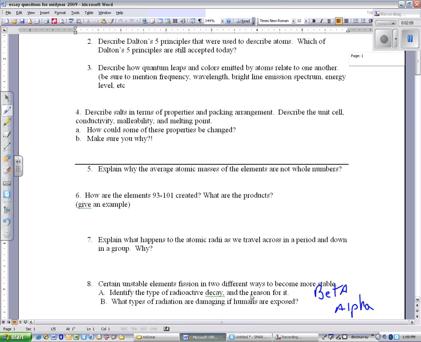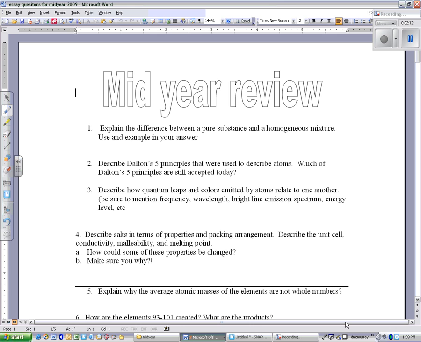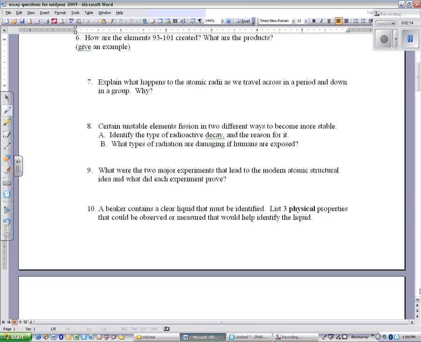Then you need to talk about the reason for it. Alpha decay is going to happen when atoms have an atomic number that is greater than 82, and beta decay happens when atoms have a proton to neutron ratio that's not correct. What type of radiation is most dangerous to humans if they're exposed to beta decay? It penetrates the skin. Alpha decay can be dangerous, but apparently you have to inhale it.